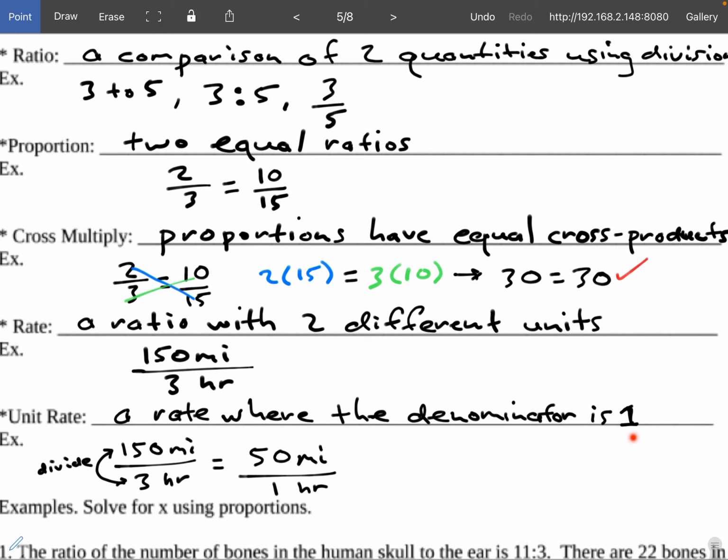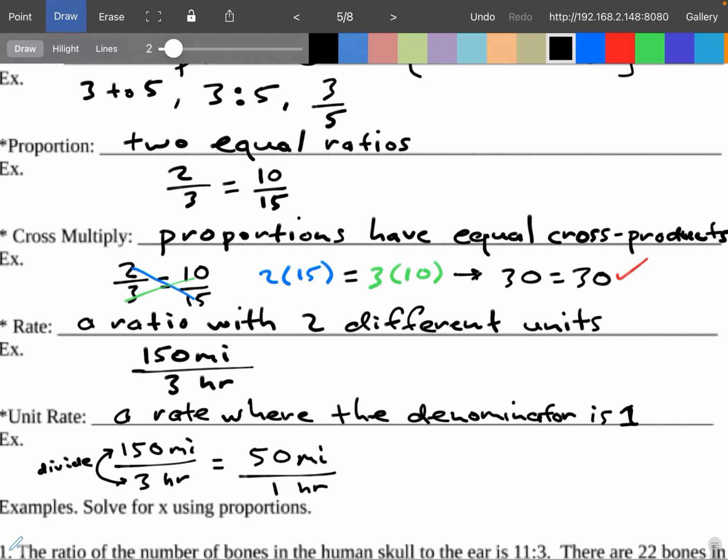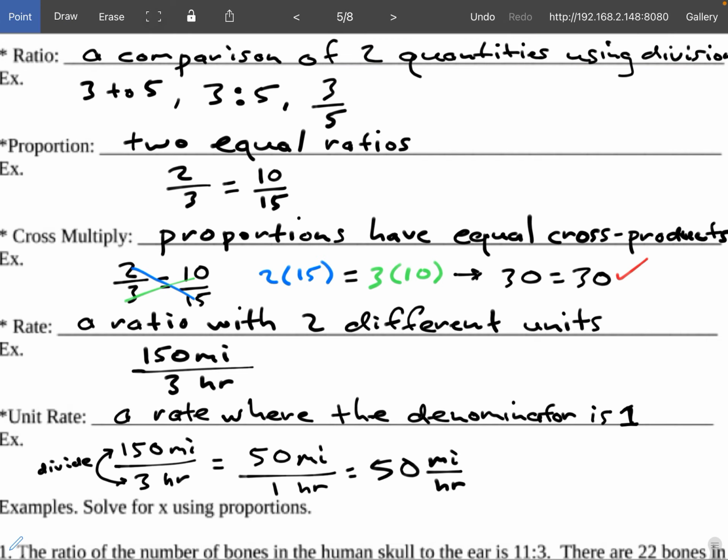Well, that's what I said a unit rate was. I said a unit rate is a rate where the denominator is a 1. So you can see here I have a denominator of 1 now, right? And then a more common way to write that would be, you would write 50 miles per hour. Like that. You guys know that you can always put a 1 under that 50, right? 50 over 1 is the same thing as 50. Yeah, so that would be your unit rate.